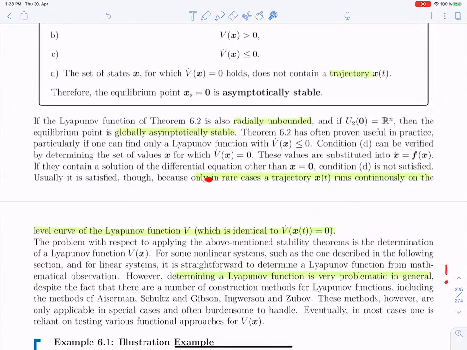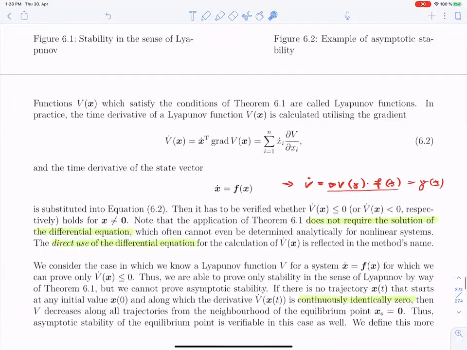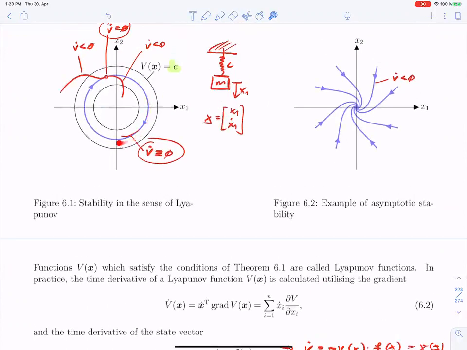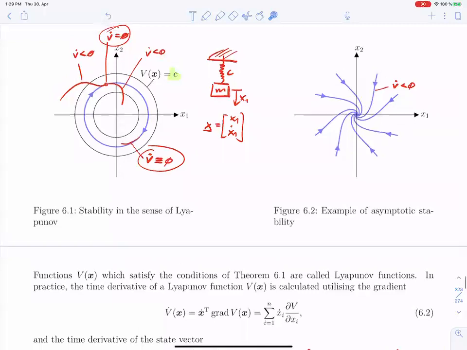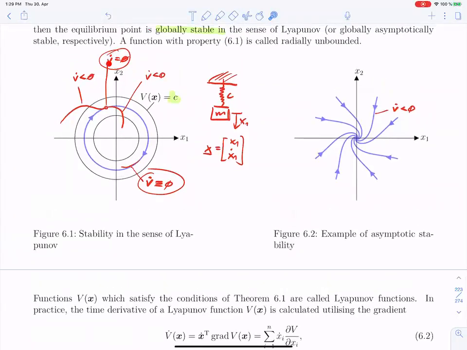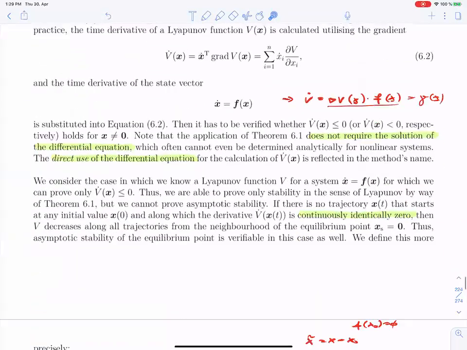Also, only in rare cases, the trajectory runs continuously on the level curve of the Lyapunov function. So the situation that I've shown here only happens in rare cases. If there's a v dot which is equal to 0, it normally happens as the trajectory traverses the contour lines, and it is only tangent in one isolated point, which we can tolerate, obviously.